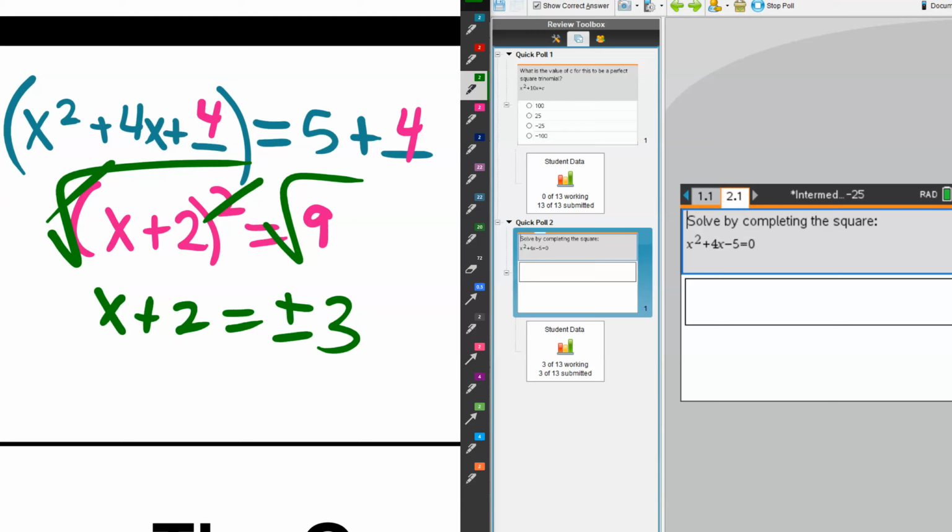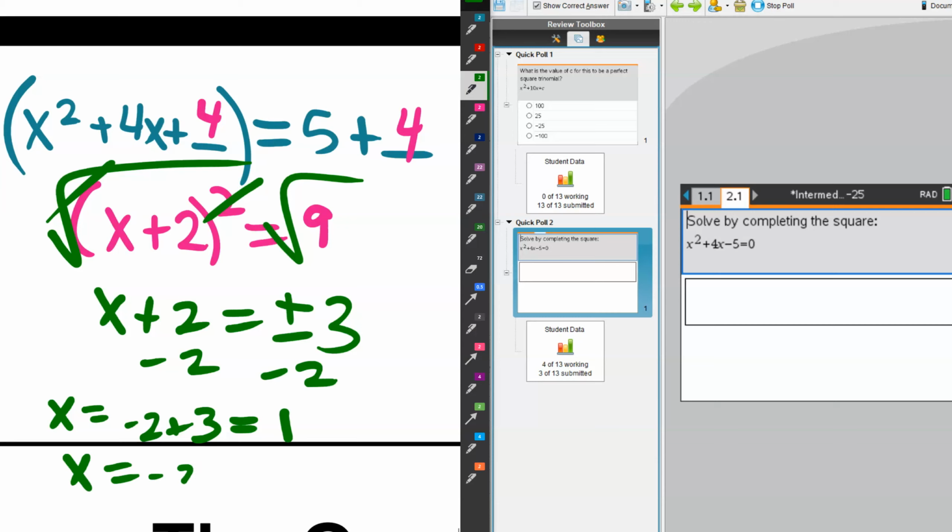We're not done. We're not done at all. You can find 2 integer answers, literally. So if you subtract 2 here, you can have x is equal to negative 2 plus 3. What's that equal to? 1. You can have x is equal to negative 2 minus 3, and that is negative 5.